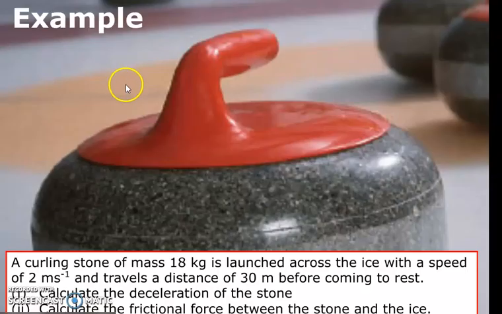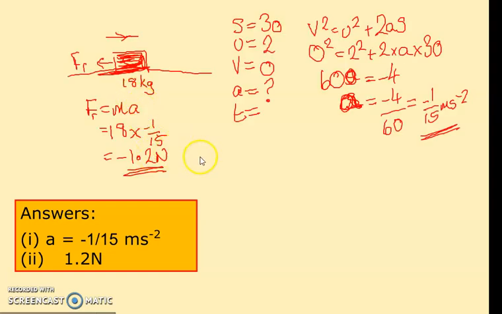And it does say calculate the frictional force, the friction. So there's nothing wrong with then coming down here and saying actually the friction force is 1.2, because that's what it is, 1.2 newtons. The minus is fine if you've written it.